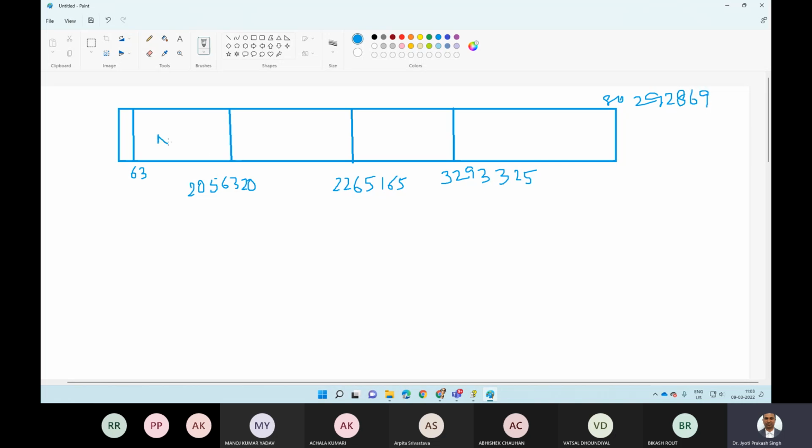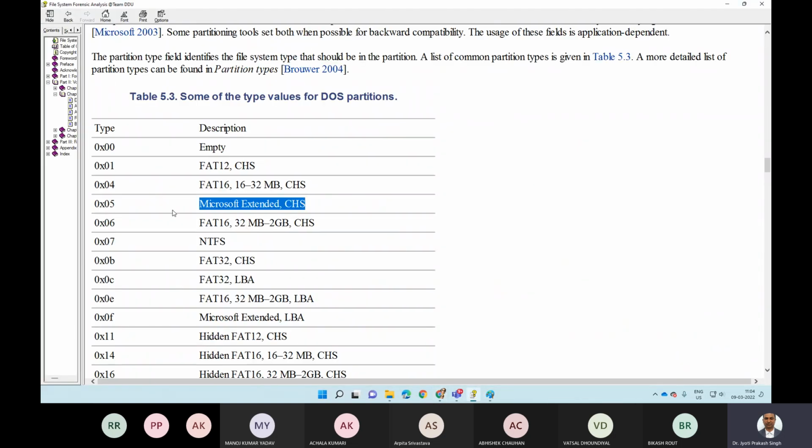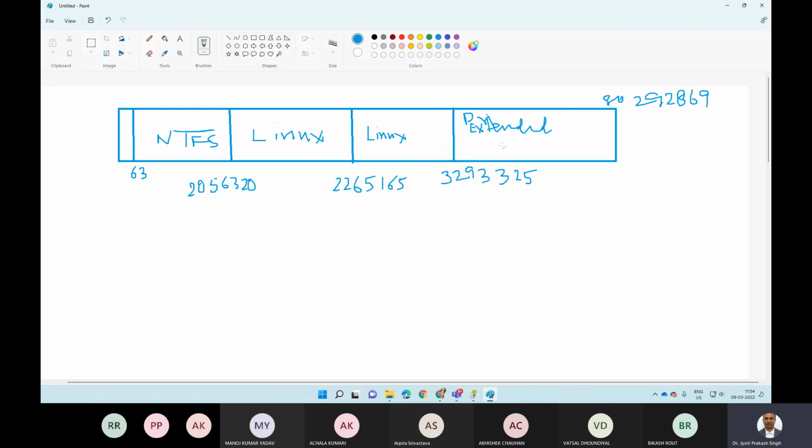And now this is NTFS, this is Linux, this is again Linux, and this is extended partition. Extended partition, primary extended partition. You can see here, that's what Microsoft extended, so Microsoft primary extended partition. 05 was extended partition. And as we discussed that if we have more than 3 partitions, then normally the last one is an extended partition.